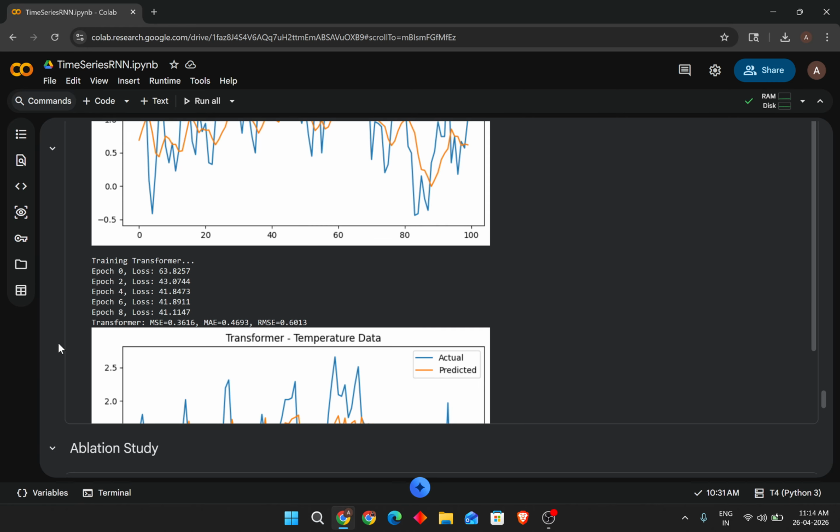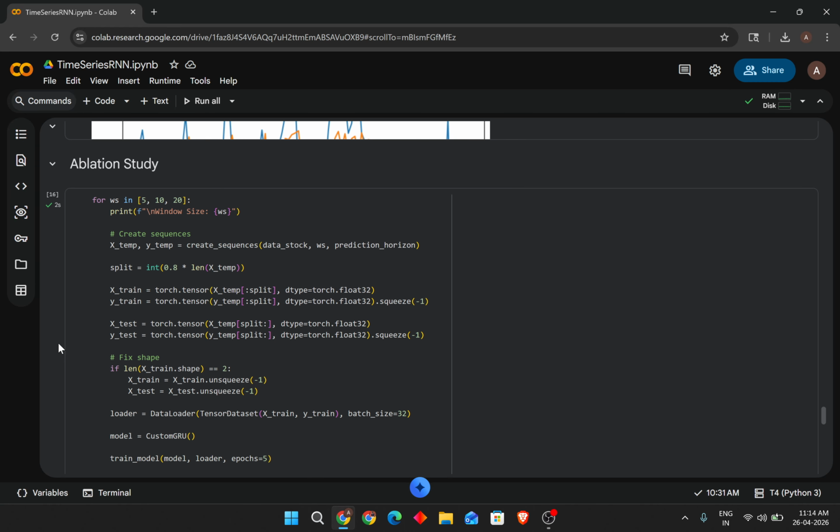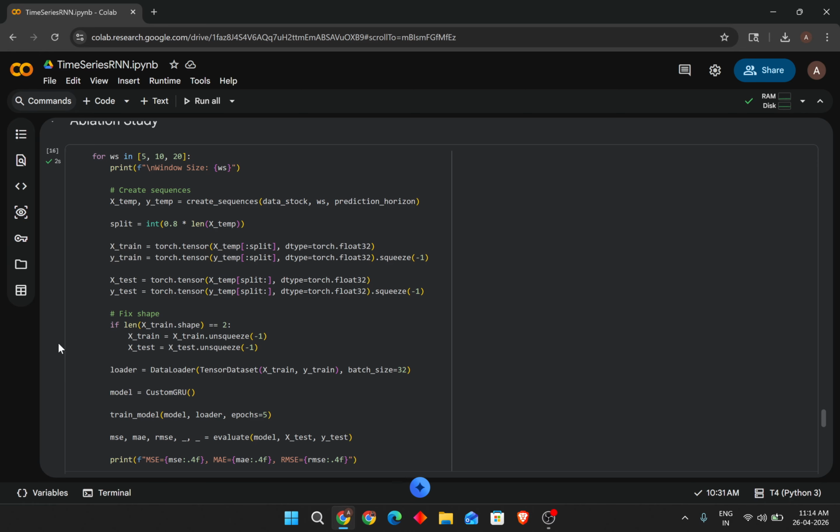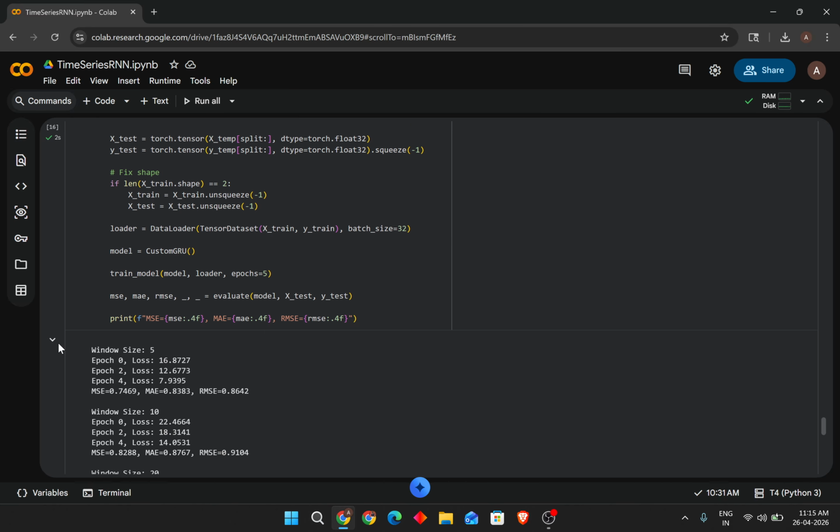Now moving to the ablation study. In the ablation study, I changed the window size. I observed that window size 20 performed the best while window size 10 performed worst. This shows that a larger window size provided better context, while smaller or medium window sizes were less effective.